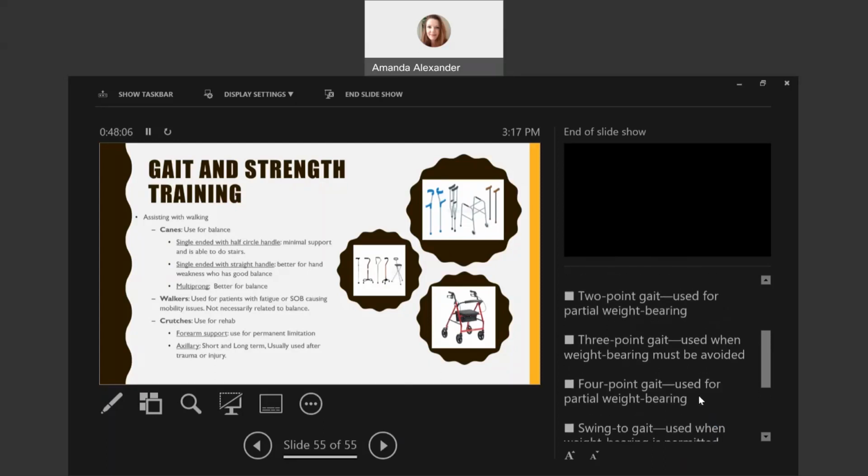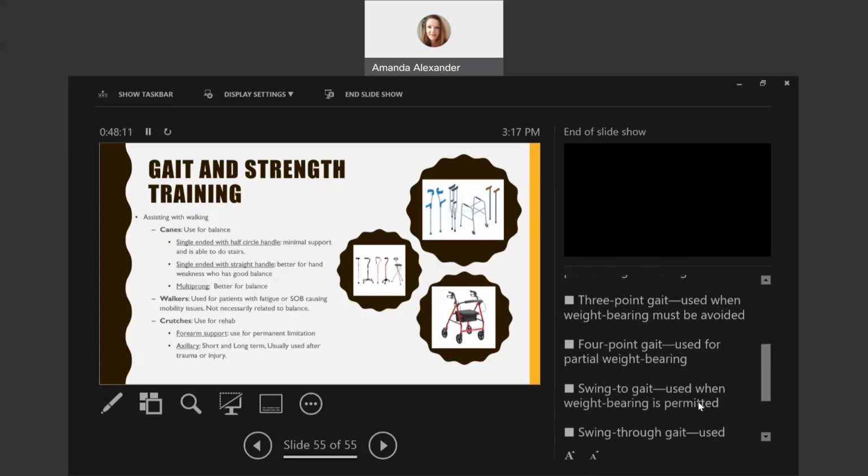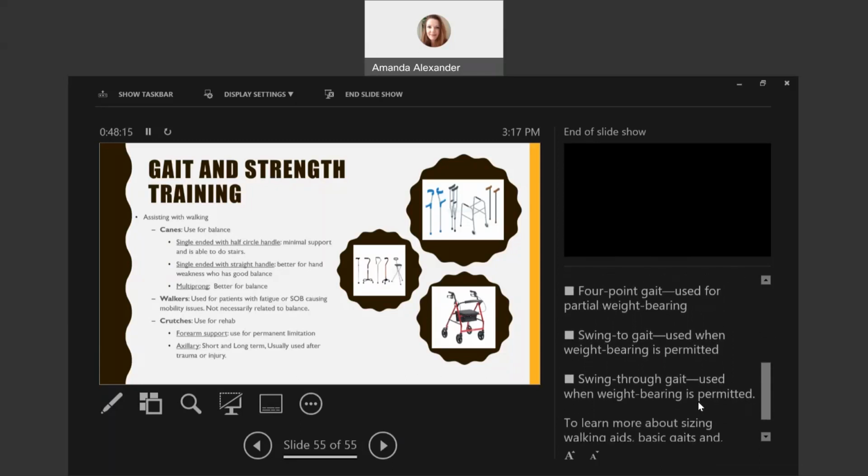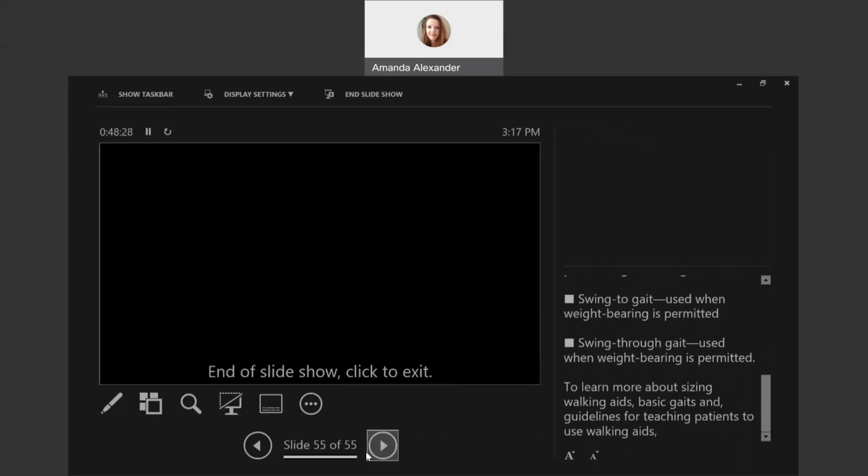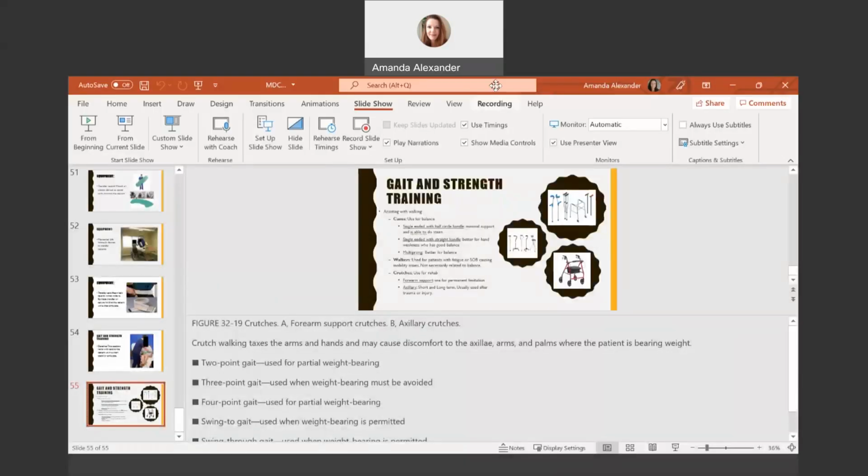So remember, 2-point gait is partial weight bearing, 3-point gait is no weight bearing, and 4-point gait is weight bearing. To learn more about these, make sure you look at table 60.2 in your NCLEX review book. And that is it for this slide.